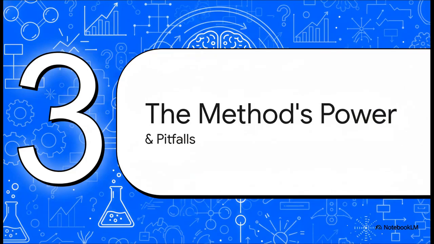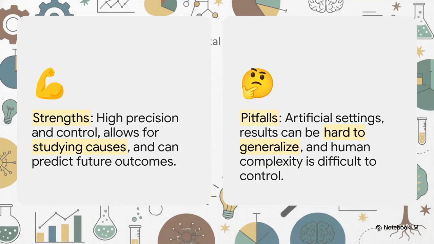Okay, so this method sounds pretty powerful, right? And it is, but it's not perfect. Like any tool, it has its strengths and its weaknesses, and knowing both is absolutely key. So let's talk about the good and the tricky parts. This really lays out the big trade-off, doesn't it? On one hand, you get this amazing, super precise control that lets you pinpoint a cause. But the flip side is that all that control can create a situation that's kind of artificial, one that doesn't look much like the messy real world.